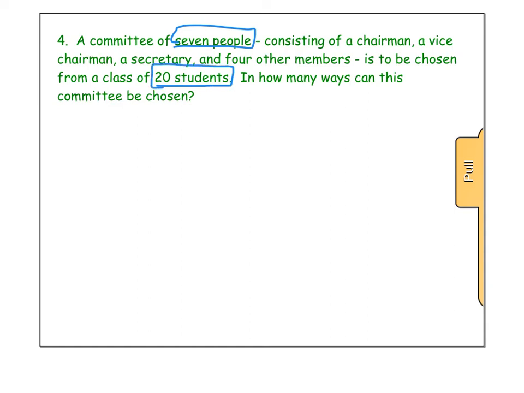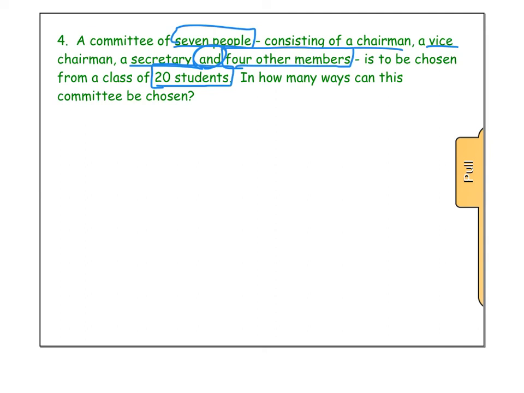20. But let's dig a little deeper. This committee needs to consist of a chairman, a vice chairman, and a secretary. Those are distinguishable roles. Permutations come to mind. And 4 other members. No distinguishable roles, combinations come to mind. This "and" tells me to use the fundamental counting principle. So we will have a permutation multiplied by a combination. Should add up to 7 total people.